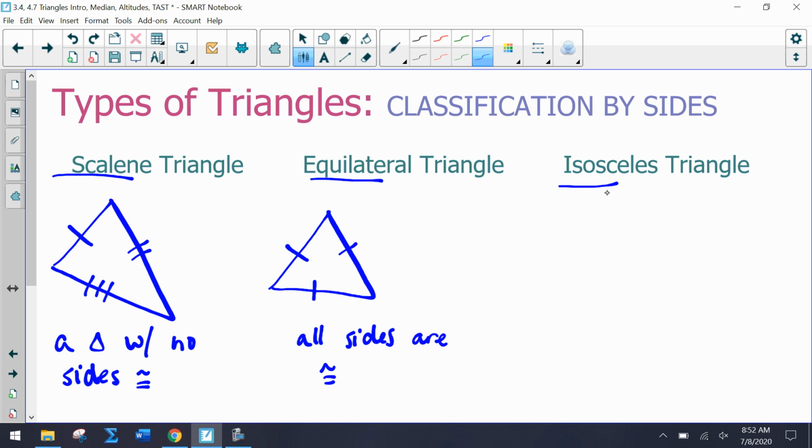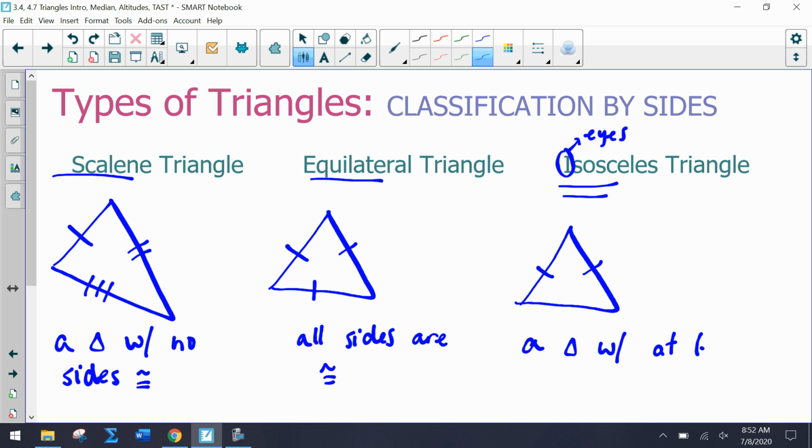And then isosceles. So think about eye, right? Think about how many eyes we have. We have 2. So isosceles triangle, we have a triangle with 2 congruent sides. But it gets a little trickier than this. So it's a triangle with at least 2 congruent sides.